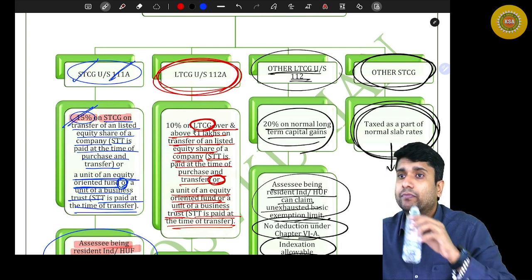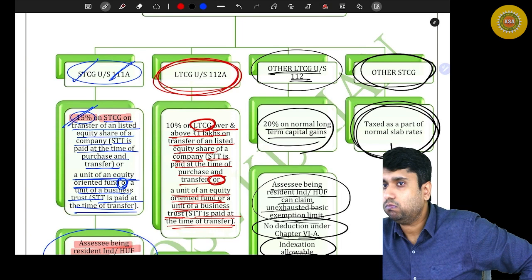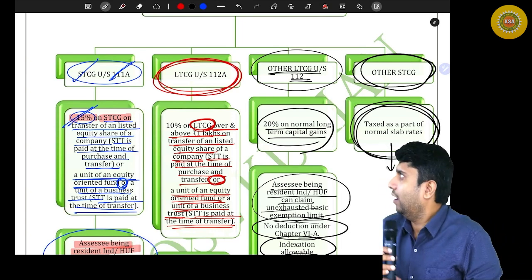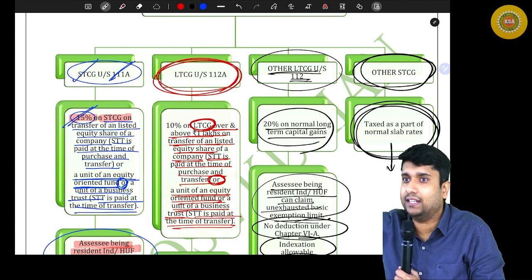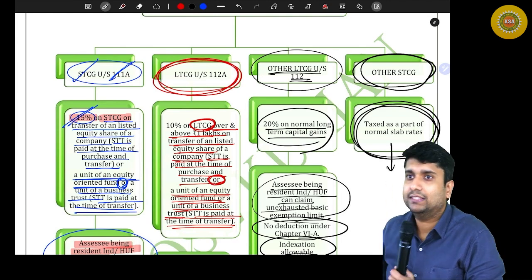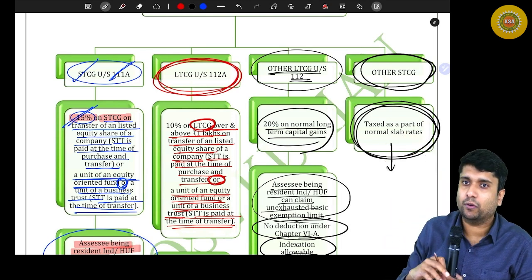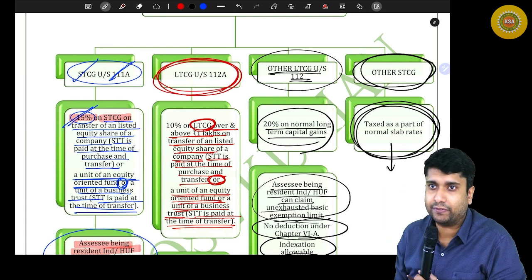That is unlisted. 112 is obviously not for listed shares, where STT is paid at the time of purchase and sale. Unlisted means it is under 112. You can claim the indexation benefit, absolutely no problem. Listed shares will be under 112A, with no indexation benefit. Understood?